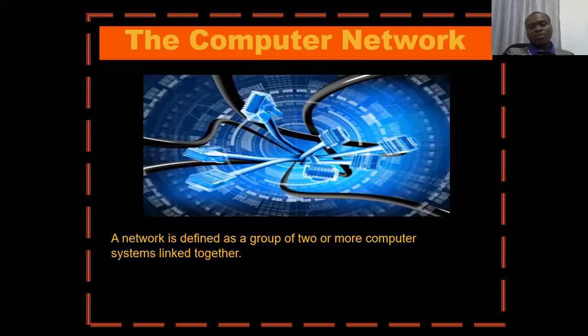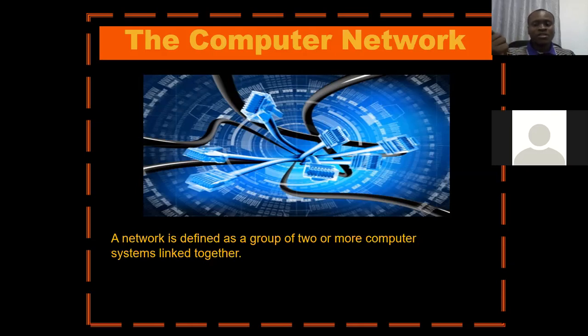Now, what is networking, or what is a network? A network is defined as a group of two or more computer systems linked together. When two systems are linked together, there is a goal. Your goal is to share resources. And what are the resources? The resources could be anything that is found on the network.